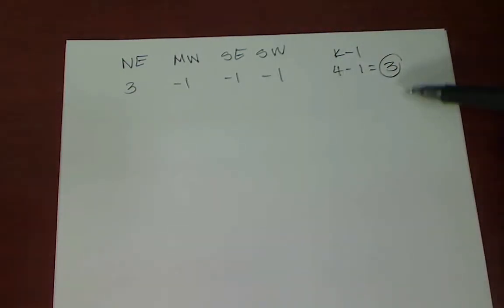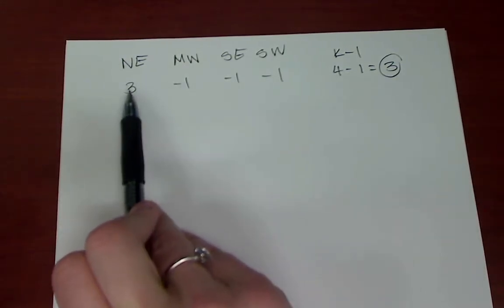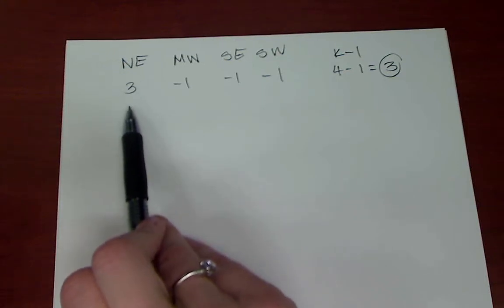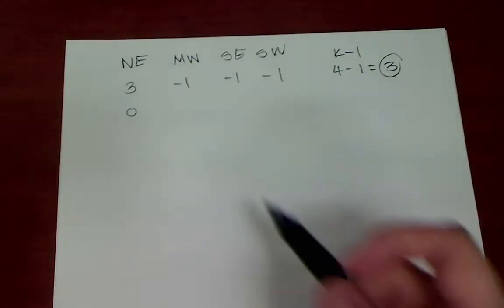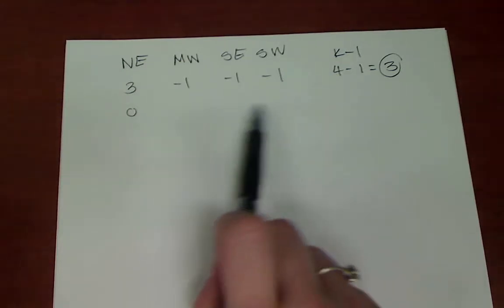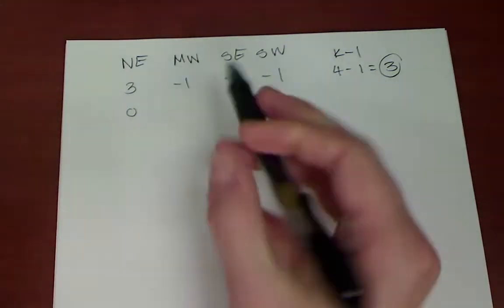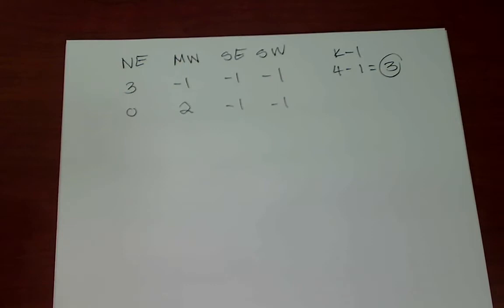I also like to use this as a guide to help me figure out how to set these up. It's kind of like the degrees of freedom you have to work with. You can see here, if I go to this next line, I've already used up 3 in this case, so I can't do any more comparisons with the Northeast. So I'll put a 0 here. Now let's say on this line I want to compare Midwest to the rest of the country. I can't compare it to the Northeast because that's already been done. So I'm going to put a 2 here, a -1, and a -1.